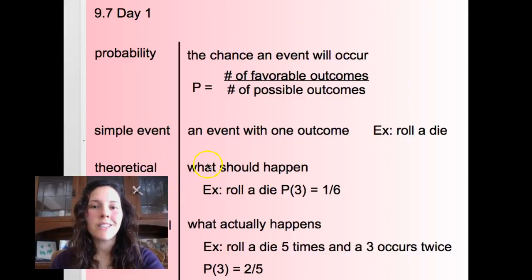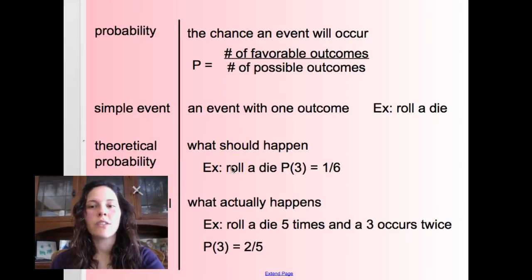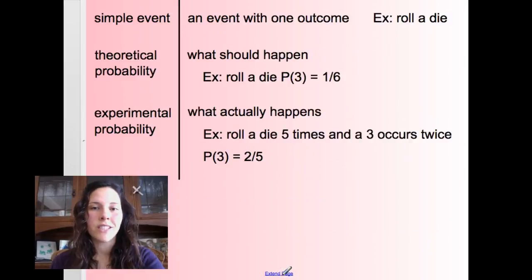A simple event is an event with one outcome. So for example, when you roll a die, only one thing can happen. When you flip a coin, only one thing can happen. Theoretical probability is what should happen, and that's what you're most familiar with. When you roll a die, you should get a 1 out of 6 times, or 1 out of 6 rolls.